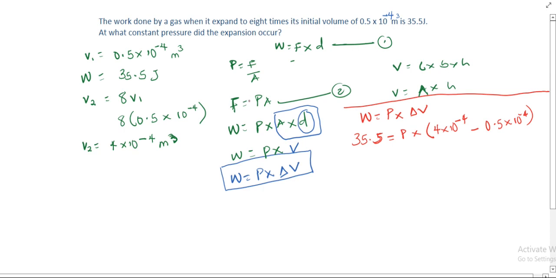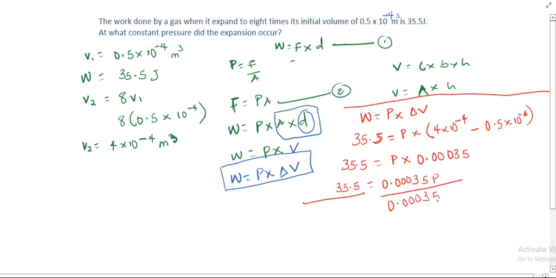So you solve for that, to find the constant pressure. 35.5 equals P multiplied by, we'll be having 0.00035, and this will give us 35.5 equals 0.00035 P. So for P now, we divide both sides by 0.00035.